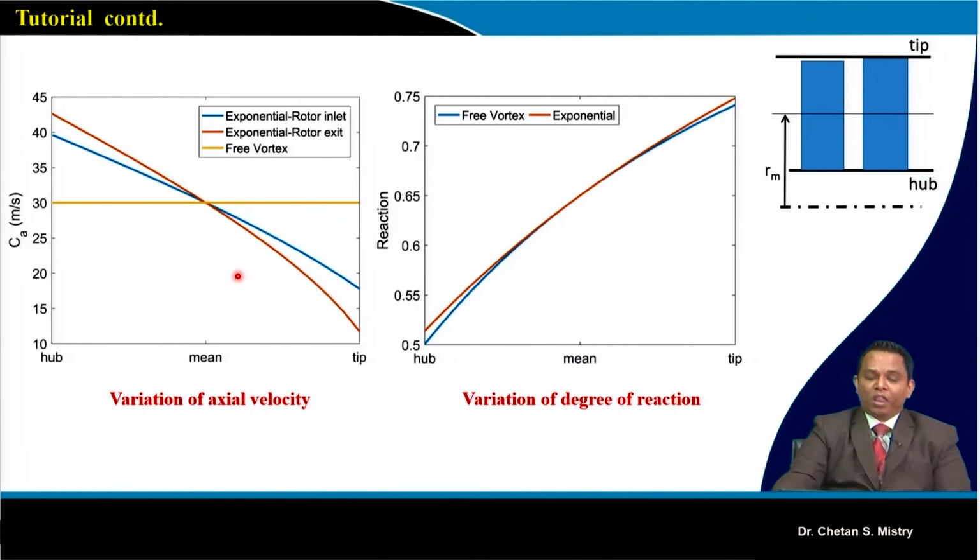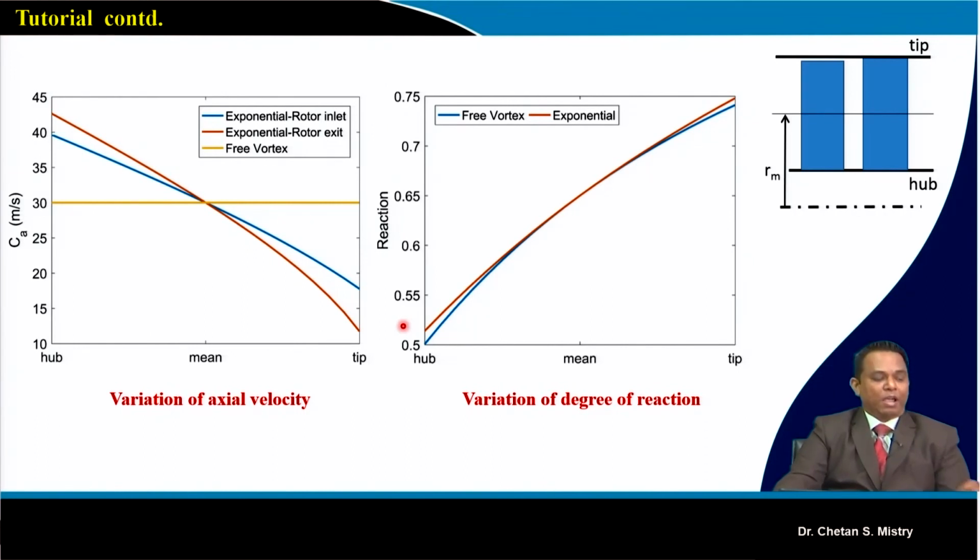And if we try to compare the degree of reaction, we can have a look at these numbers. There is not much variation in the sense of degree of reaction, that is happening both near hub and tip region. So we can say this is giving some different kind of feeling.